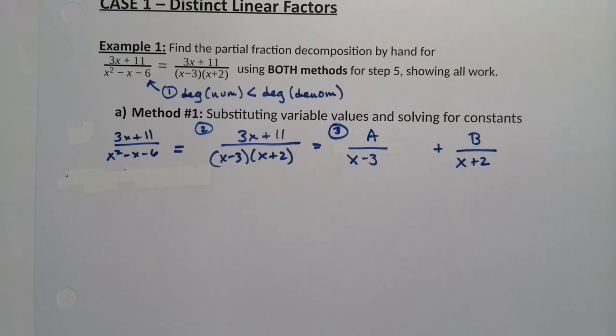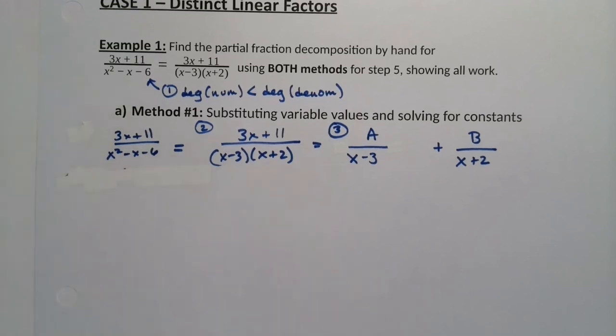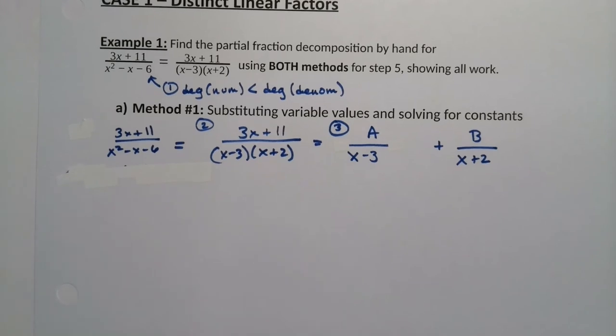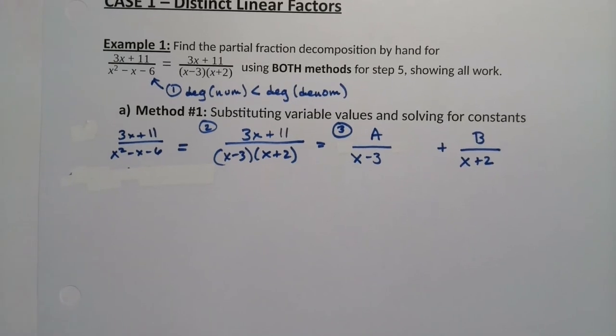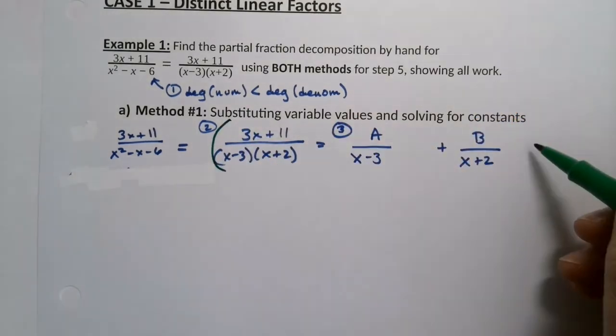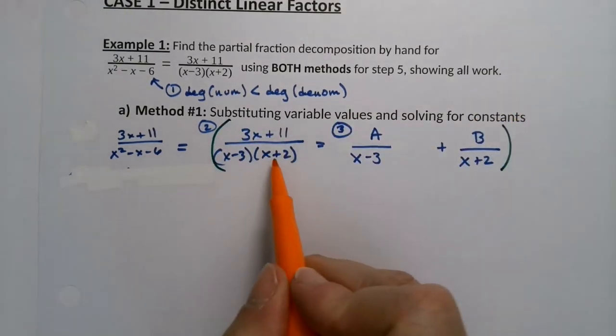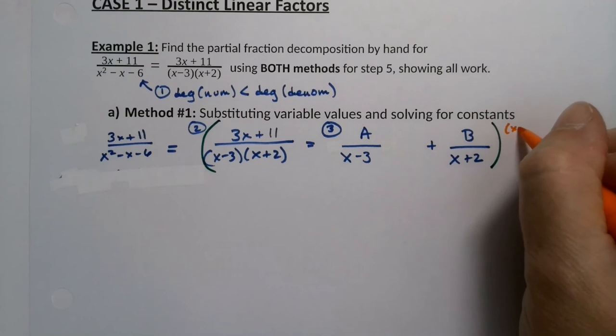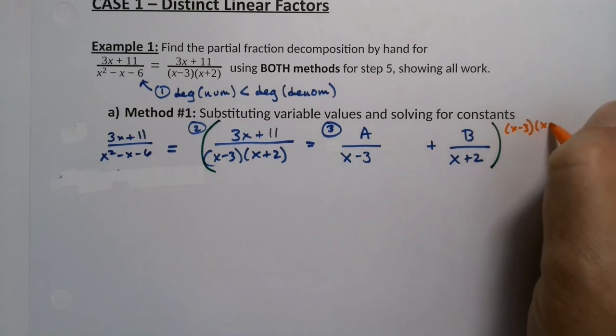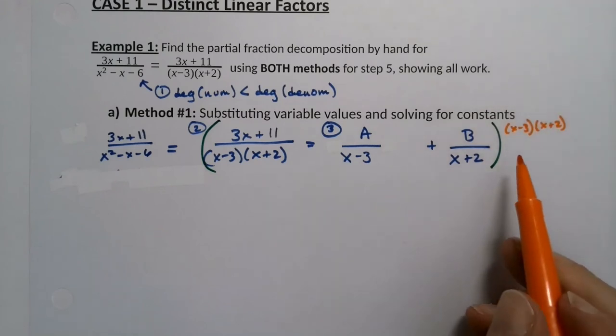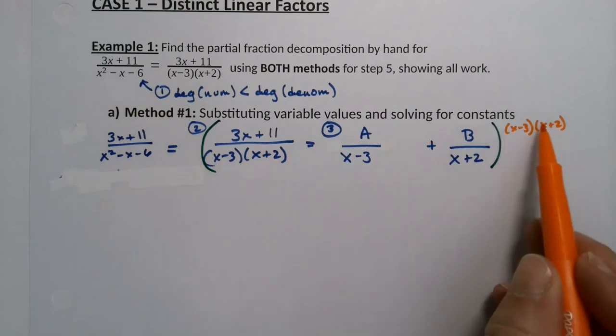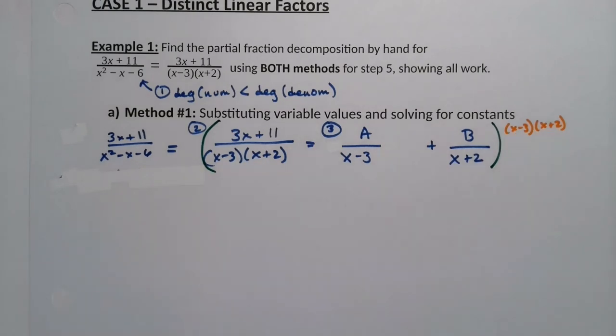All right, step 4. Find an equation that relates the unknown coefficients. So the equation will be, if I multiply everything by x plus 2 over x plus 2 and x minus 3 over x minus 3. In other words, here, let me do it this way. If I multiply everything by the common denominator, x minus 3, x plus 2. If I do that, over here on the left, everything will cancel. And I'll be left with 3x plus 11.